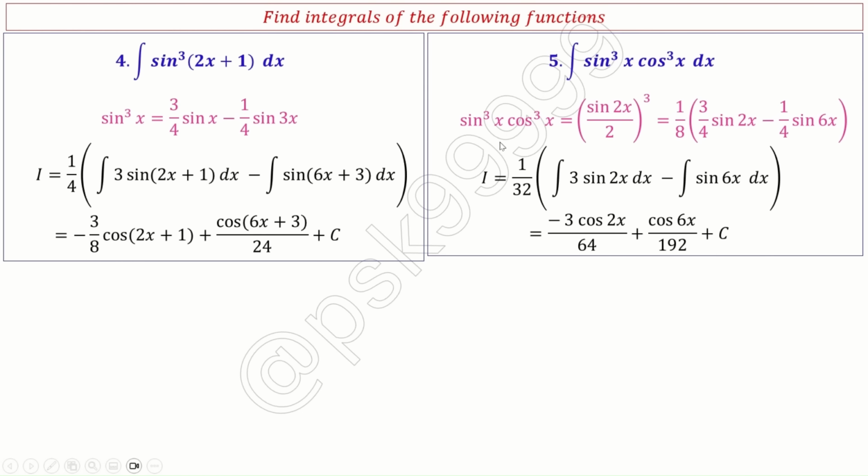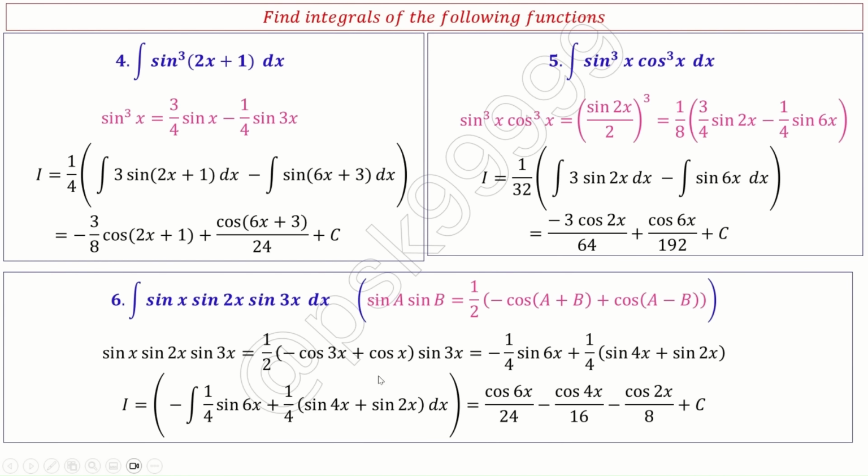Here, sine cube x cos cube x. Obviously, first thing I will do is, sine x cos x is nothing but sine 2x by 2, since sine 2x is 2 sine x cos x. So here sine x cos x is sine 2x by 2 whole cube. Now this is sine cube theta, so I will rewrite it with the same formula. 1 by 2 cube is 1 by 8, so 1 by 8 into 3 by 4 sine 2x minus 1 by 4 sine 6x. Now this is a simple trigonometric term for integration, right? If I integrate it, this is the answer you'll get.